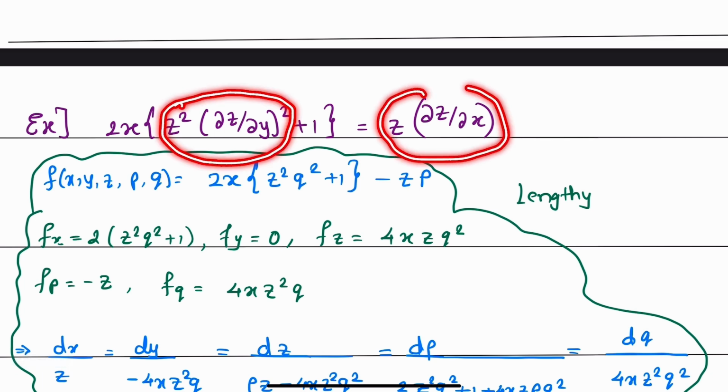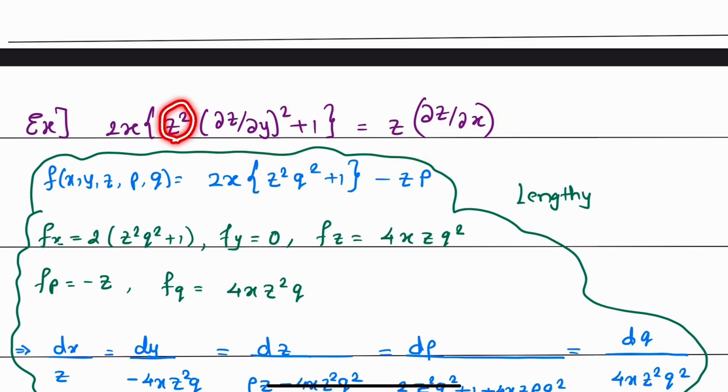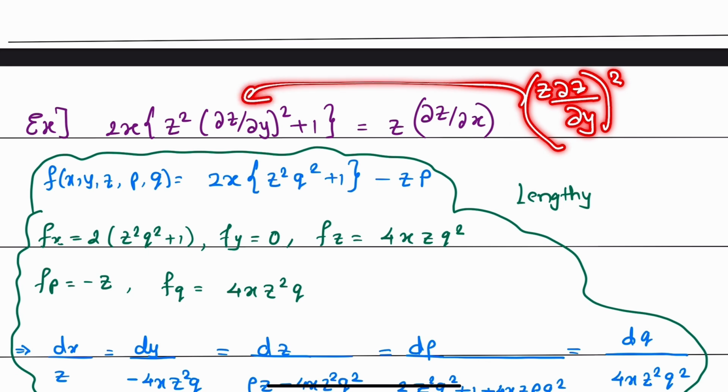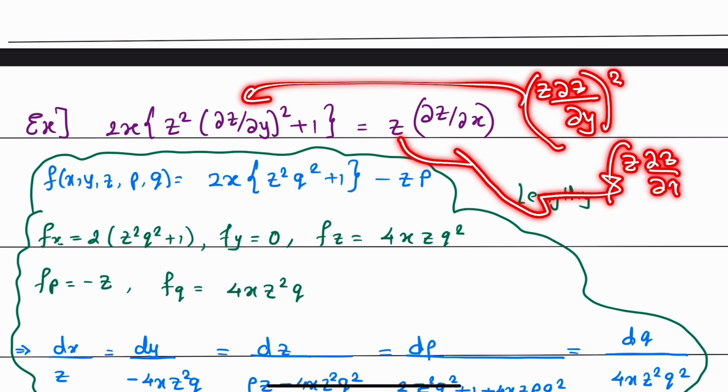Whenever we have such problems, just observe this particular term and this particular term. Here we have z into dou z by dou x. Here we have z square into dou z by dou y whole square. Can I write this particular term as z dou z by dou y whole square? Similarly, it can be written as z into dou z by dou y whole square, this part, and similarly this part I'll write here as z into dou z by dou x.